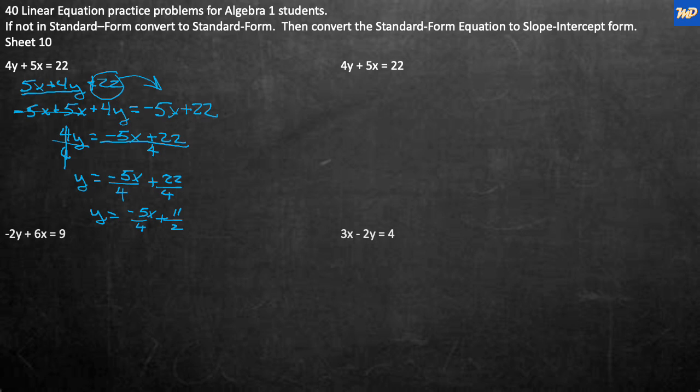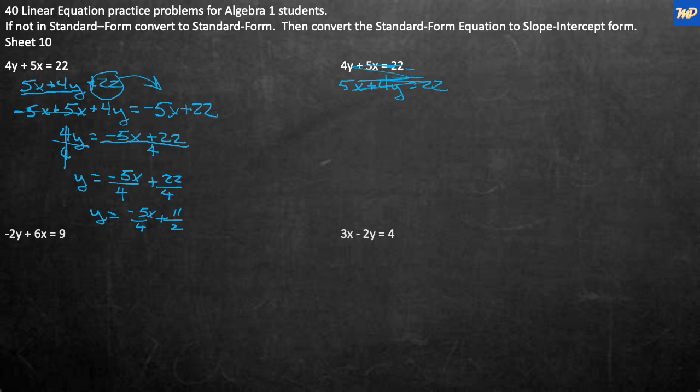This equation is not in the right order, but everything else appears to be good. No fractions, no decimals, no common factors. We're just going to move the 5x. So 5x plus 4y equals 22. Oh, look at that. We just did this problem. I made a mistake. Sorry, you're only going to get 39 equations. This is 4y plus 5x equals 22. Yeah, no, we're going to forget that one, okay?